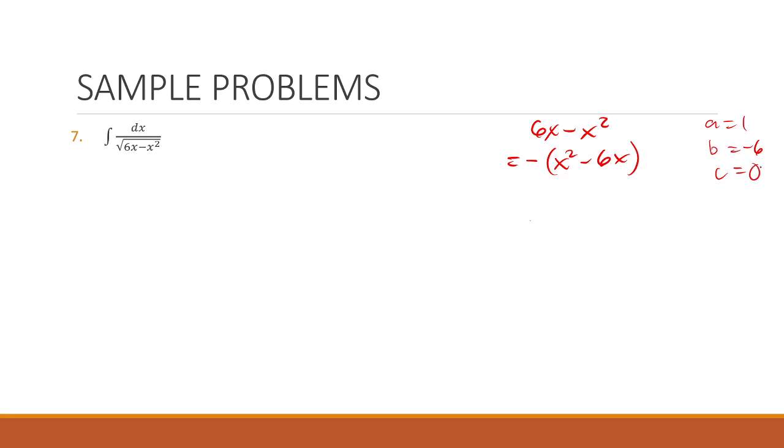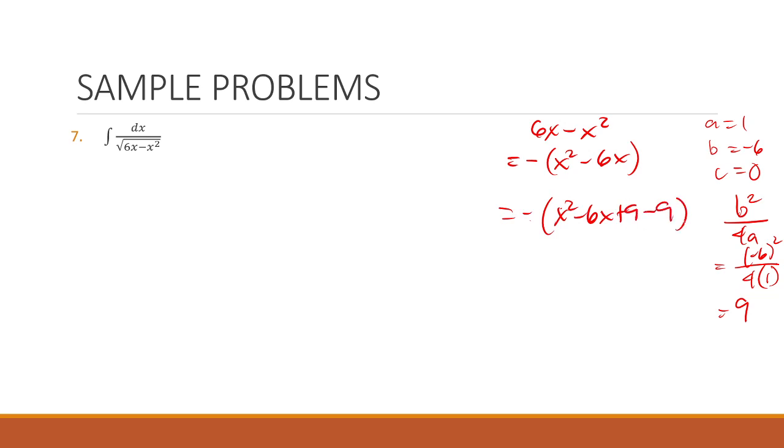Then complete the square using this expression, b squared over 4a. So b is -6 squared over 4, a is 1. 36 divided by 4, that would be 9. So we add 9 to achieve a perfect square trinomial. So negative x squared minus 6x plus 9, and of course we have to neutralize adding 9, so we have to subtract 9. Then we group together these terms.